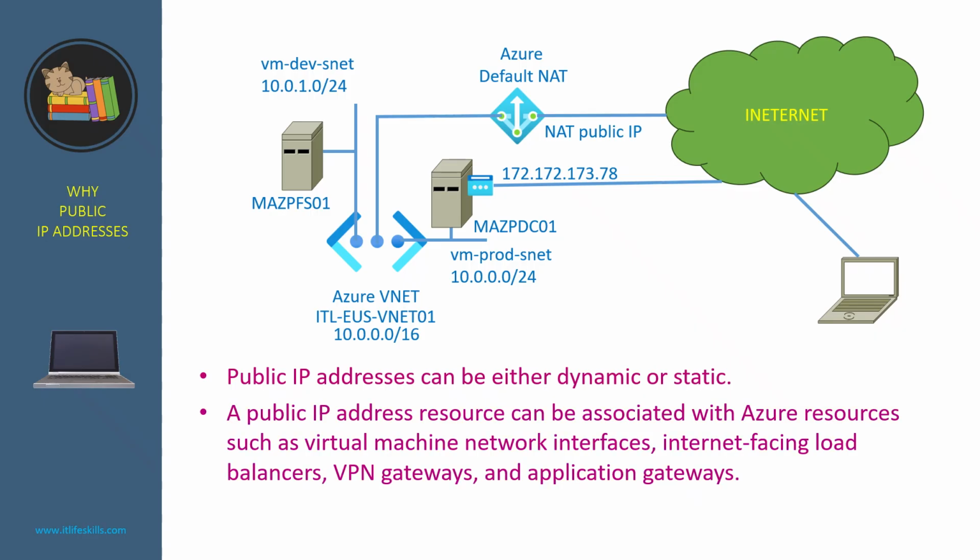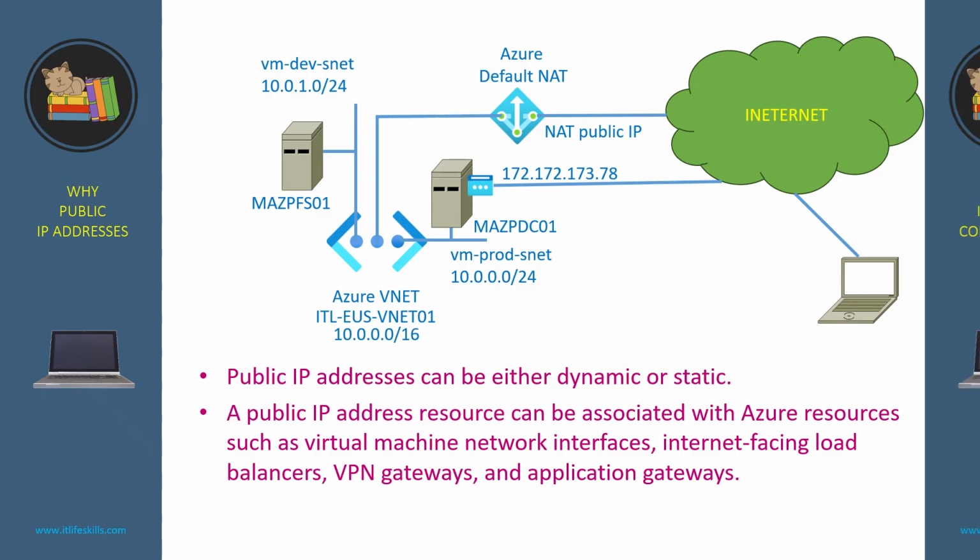Public IP address resource can be associated with Azure resources such as virtual machine network interfaces, internet-facing load balancers, VPN gateways, and application gateways.